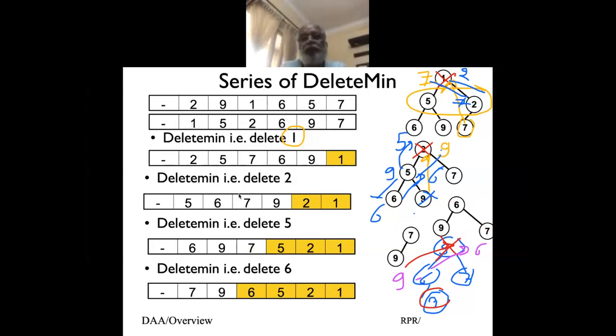And finally, you keep doing a Deletemin, you basically get the array in descending order. So if I need to sort in descending order, I build a MinHeap, keep doing a Deletemin. If I need to sort in ascending order, I build a max heap and keep doing a DeleteMax, I get the ascending order. That was question 1 and 2.